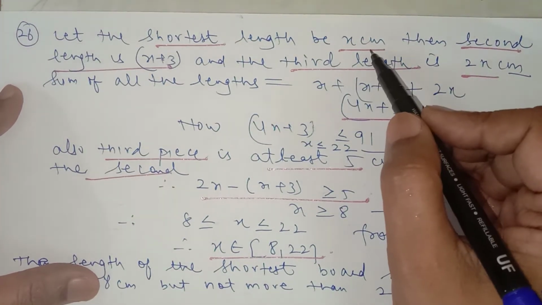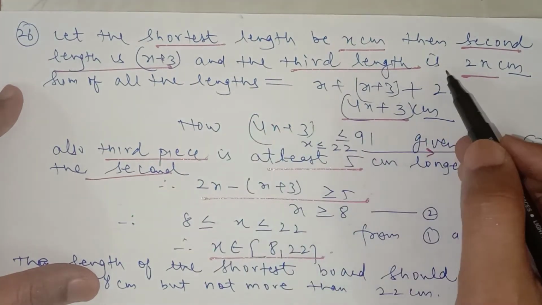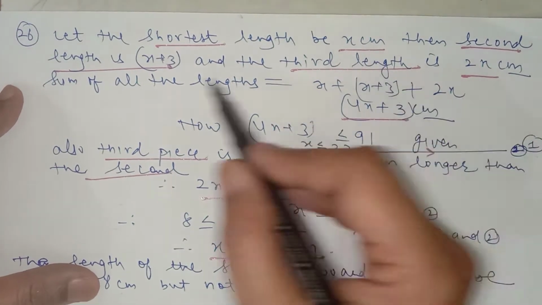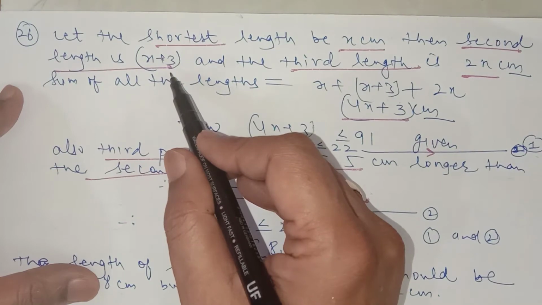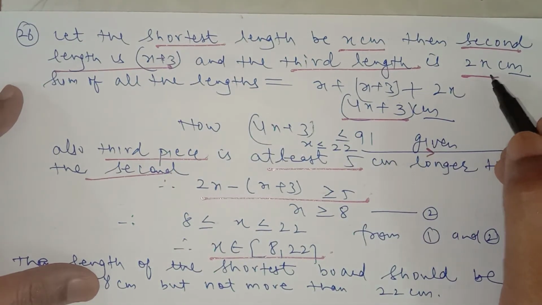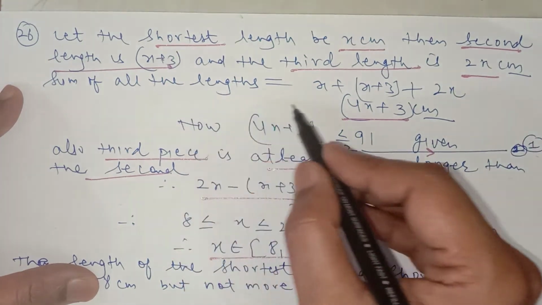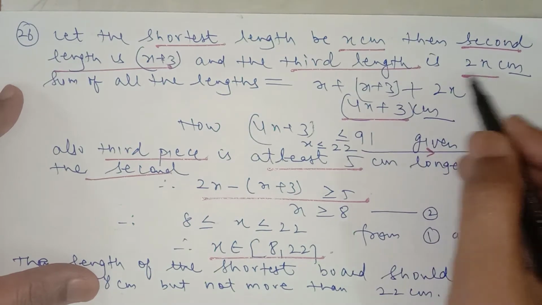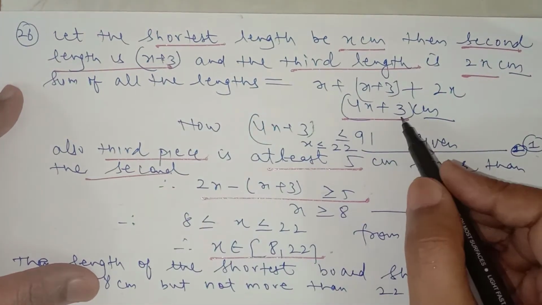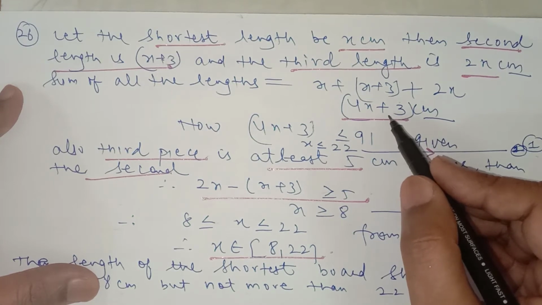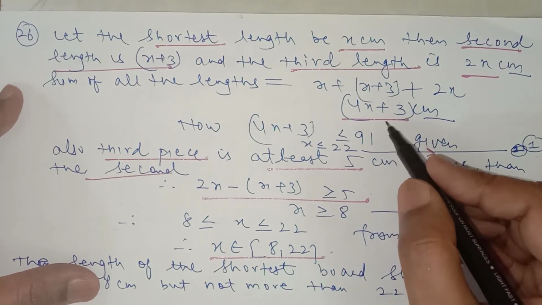So the three parts of the board are x, the shortest; the second is 3 more than the shortest, that is x plus 3; and the third is twice as long as the shortest, 2x. Now the length of the board will be the sum of all these three: x plus 2x plus x plus 3, which is 4x plus 3, and it cannot be more than 91, because the length of the board is given as 91.